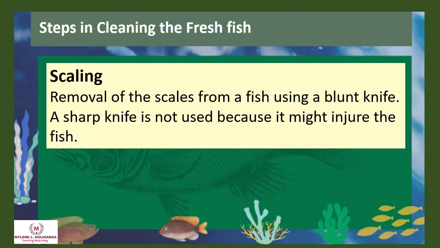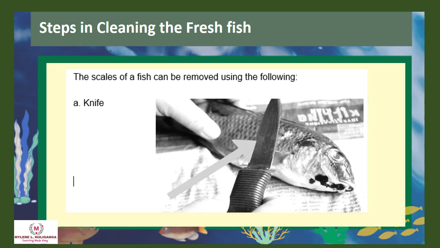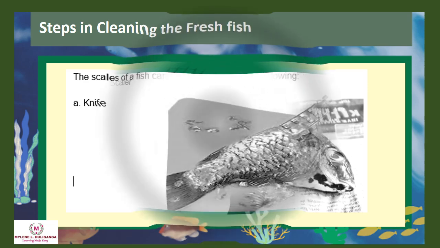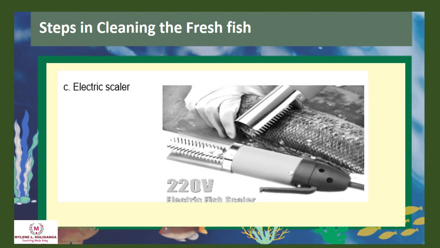Steps in cleaning the fresh fish. First is the scaling. It is the removal of the scales from a fish using a blunt knife. A sharp knife is not used because it might injure the fish. The scales of a fish can be removed using the following. First is the knife or the back of the knife. Another is by the use of metal scaler. You can also use electric scaler.